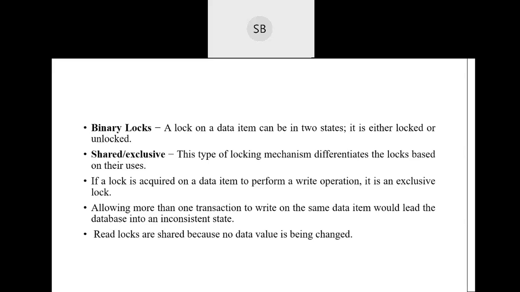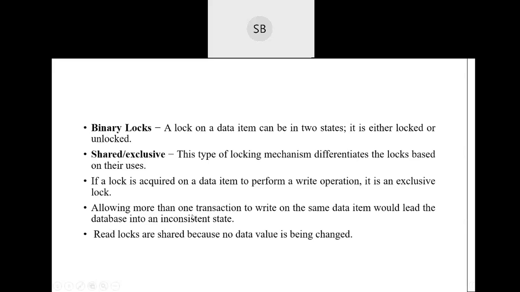You can check that if a lock is acquired on a data item to perform a write operation, it is an exclusive lock. So when write operations will be performed on it, when we have to go for any update, then only we go for the exclusive lock. Otherwise, for any reading, we'll go for the shared lock.